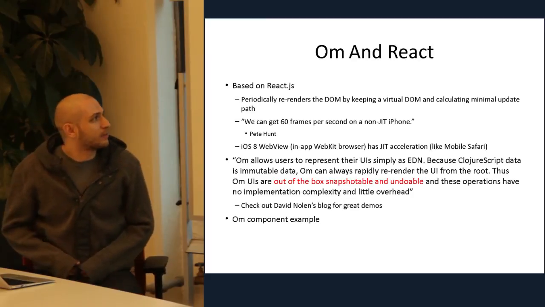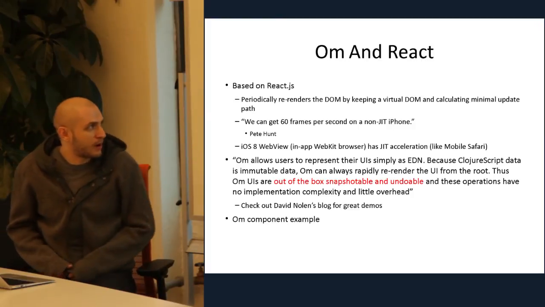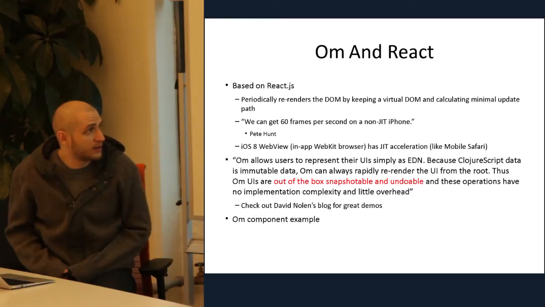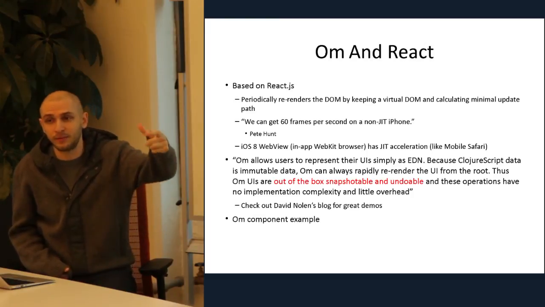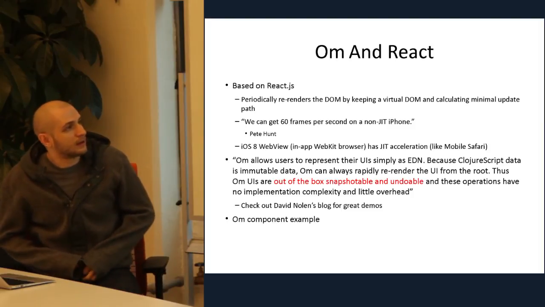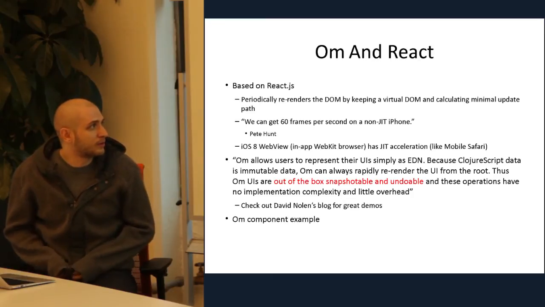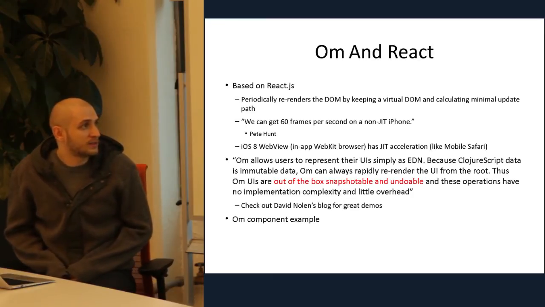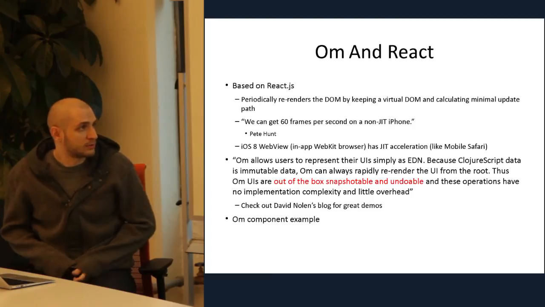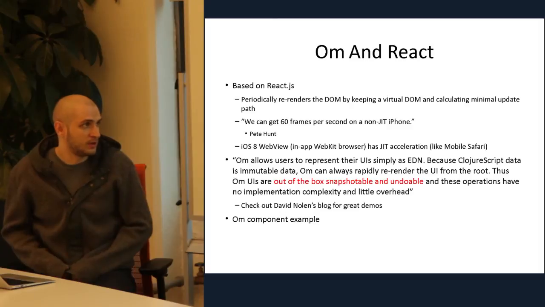And I'm going to let David Nolan speak about what Om is. So I copied here from GitHub. Om allows users to represent their UI simply as EDN. So you basically have an atom with your app state, and that represents your whole UI. And then because ClojureScript data is immutable, Om can always rapidly re-render the UI from the root. Thus, Om UIs are out of the box snapshotable and undoable. And for me, that was the really cool part, because it simplifies testing and debugging, and you get undo kind of for free. So that's really neat.